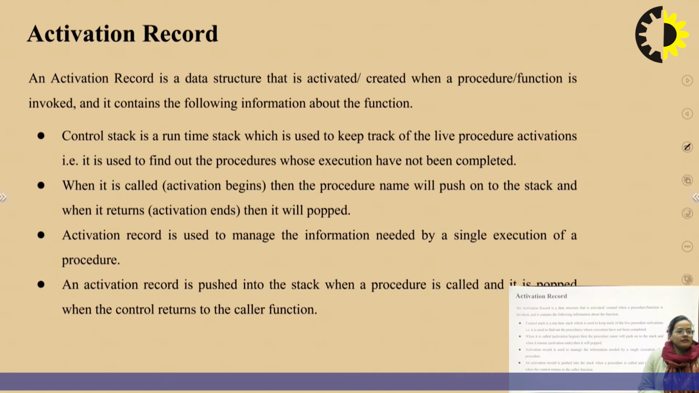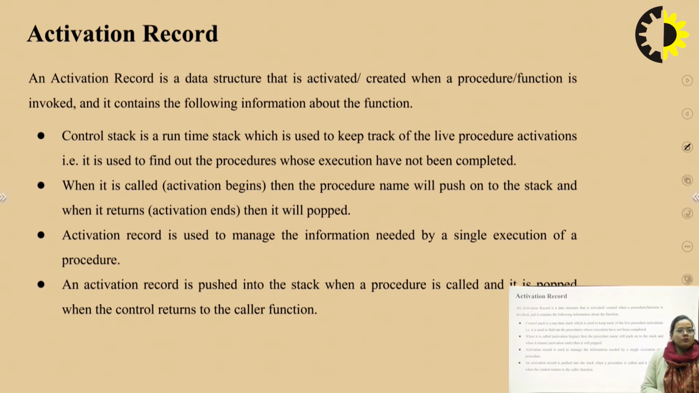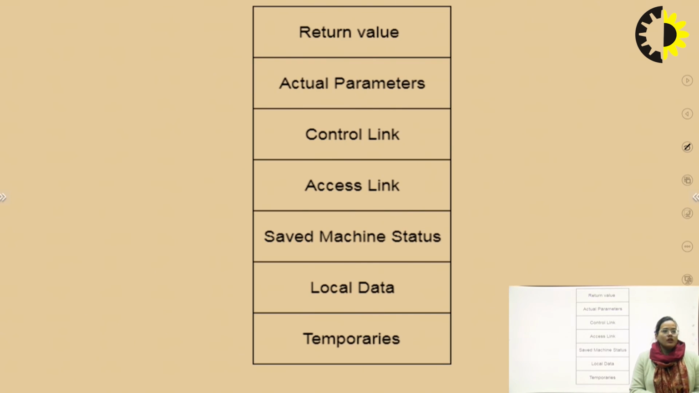When activation begins, the procedure name will be pushed onto the stack, and when it returns, the activation is popped. Activation record is basically used to manage the information needed by a single execution of a procedure. An activation record is pushed onto the stack when a procedure is called, and it is popped when the control returns to the caller function. So in an activation record, there is a return value, actual parameter, control link, access link, saved machine status, and local data and temporaries.